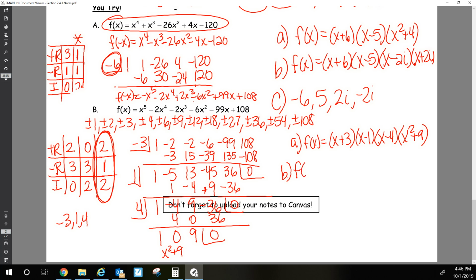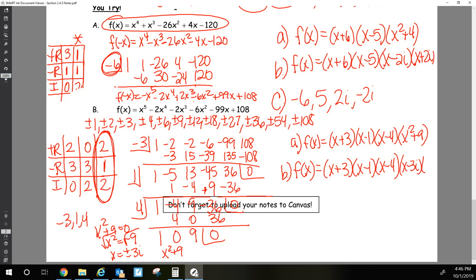B. What do I need to do to find B? It wants it all in linear factors. We've got the 3 linear factors. Now we need to take this x squared plus 9 and find out what its linear factors are. So moving this over, they're going to be imaginary, but they're still linear. And the square root of both sides was the square root of negative 9, plus or minus 3i. So x minus 3i, x plus 3i. And there's our 5 factors.